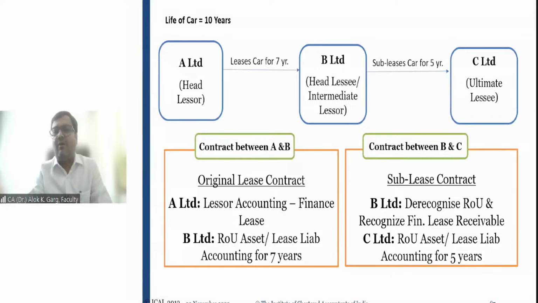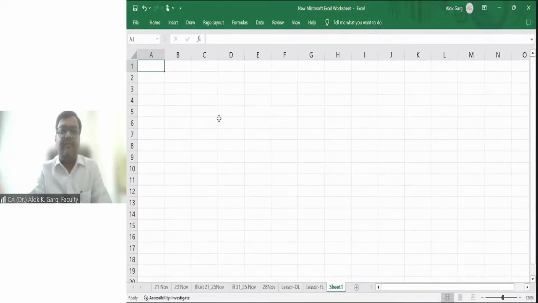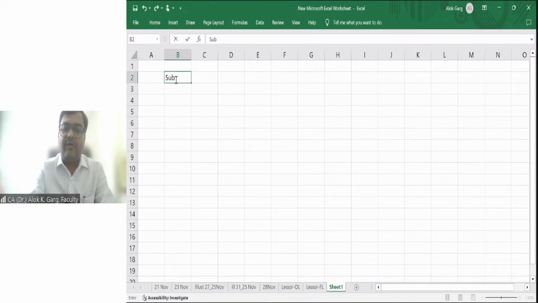Let's discuss this accounting with the help of numbers. Please confirm if my Excel sheet is visible to all of you. Please confirm if the Excel file is visible to all of you guys. Is it visible? Okay. So this question is clear to all of you. Car, let's say, sublease accounting.